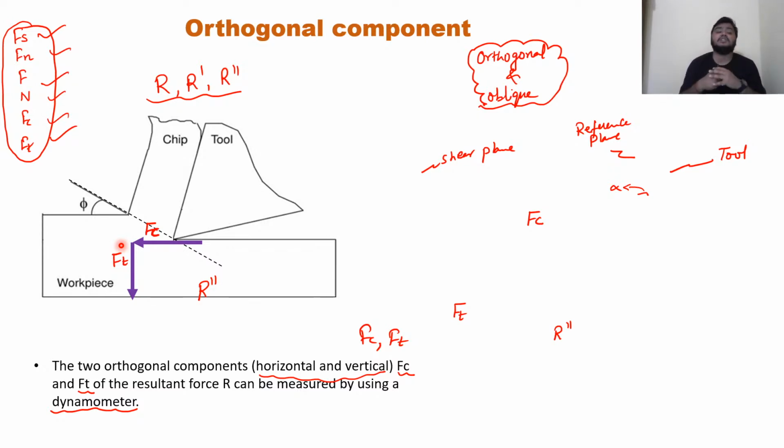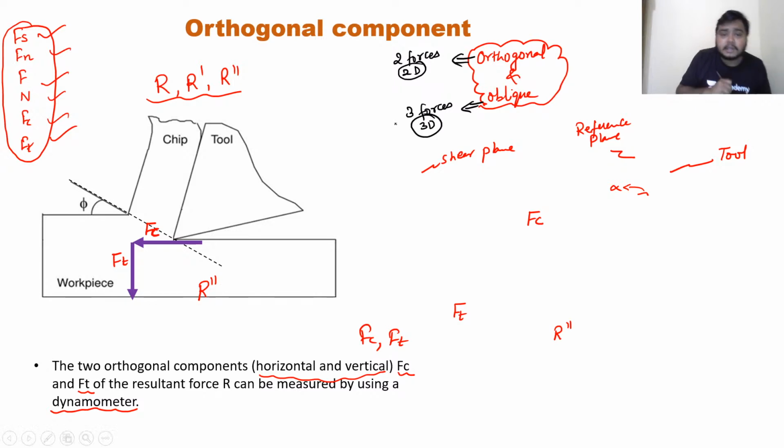I have explained this thrust force when I was talking about side rake angle, I think in the second lecture. So please go and refer to those things. So this Fc and Ft will produce in orthogonal machining. I have also explained the meaning of orthogonal and oblique. In orthogonal, only and only two forces will act, and this is known as 2D cutting. And oblique is what? Three forces will act, that is known as 3D cutting.